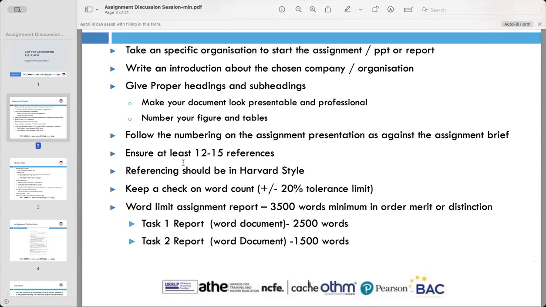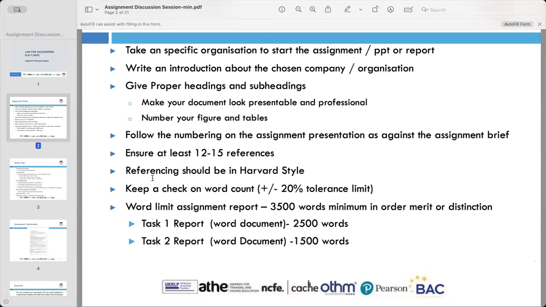Numbering and figures. Properly number all figures and tables in your assignment. This not only adds clarity but also makes it easier for readers to refer to specific visual elements within your document. Follow the assignment brief numbering that outlines the numbering system. Consistency in numbering helps in maintaining a seamless flow throughout your presentation or report.